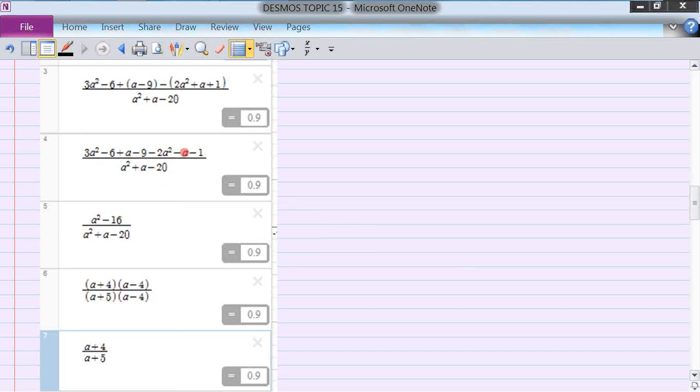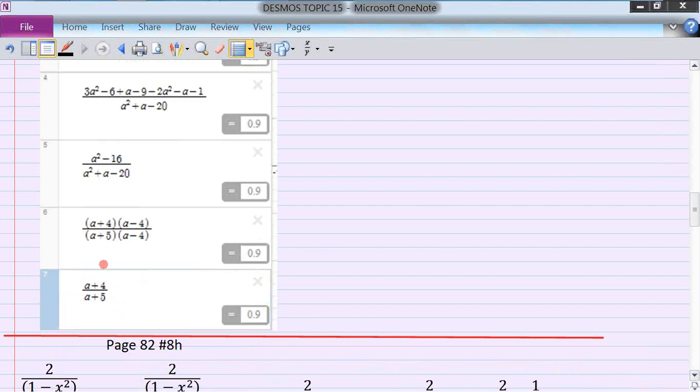Plus a and the minus a cancel. Now what I do is I factor this as a plus 4, a minus 4, difference of squares. I factor this. You can see I get plus 5a as the inner, minus 4a as the outer. That sums to plus a. Notice the value doesn't change. And then I finally cancel the a minus 4 on the top and bottom. I'm left with a plus 5, a plus 4 over a plus 5.